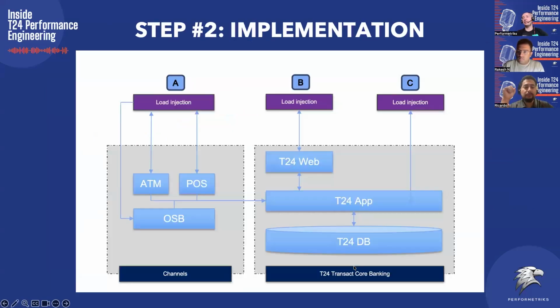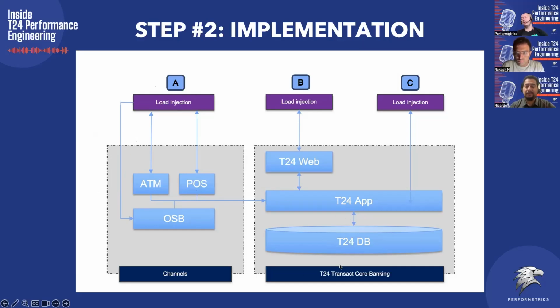So that's the next step. This is typical, maybe not typical. This is the implementation we did for this particular customer on the T24. As you can see, we have 3 load injectors. From the first one, which is channel, we are injecting load on the ATM and POS layer and Oracle Service Bus. On the second one, we are injecting the load through T24 browser, also through T24 app.